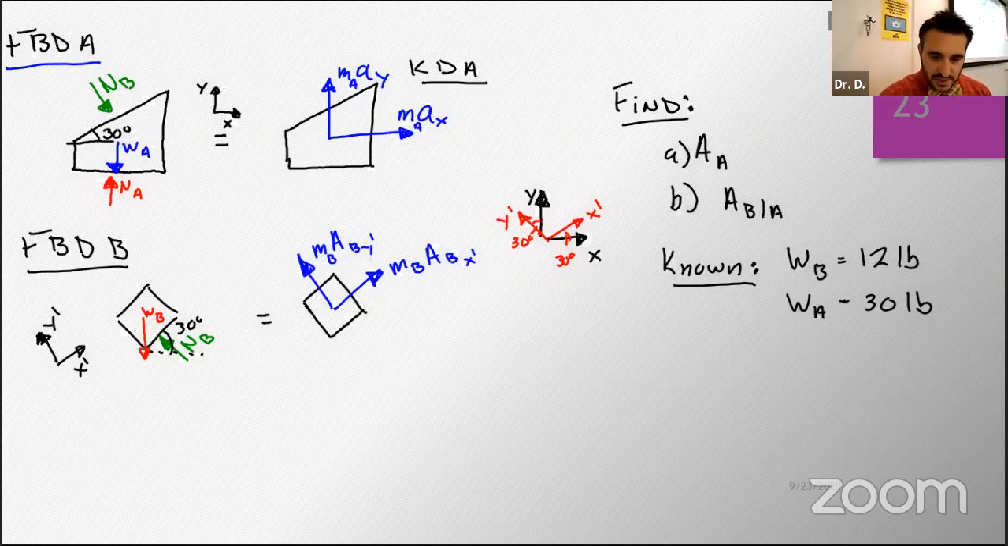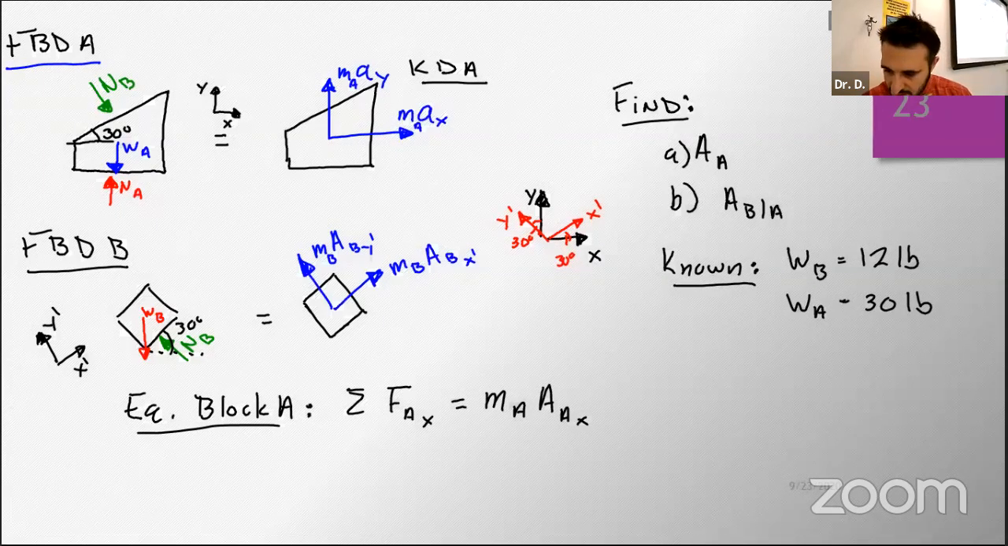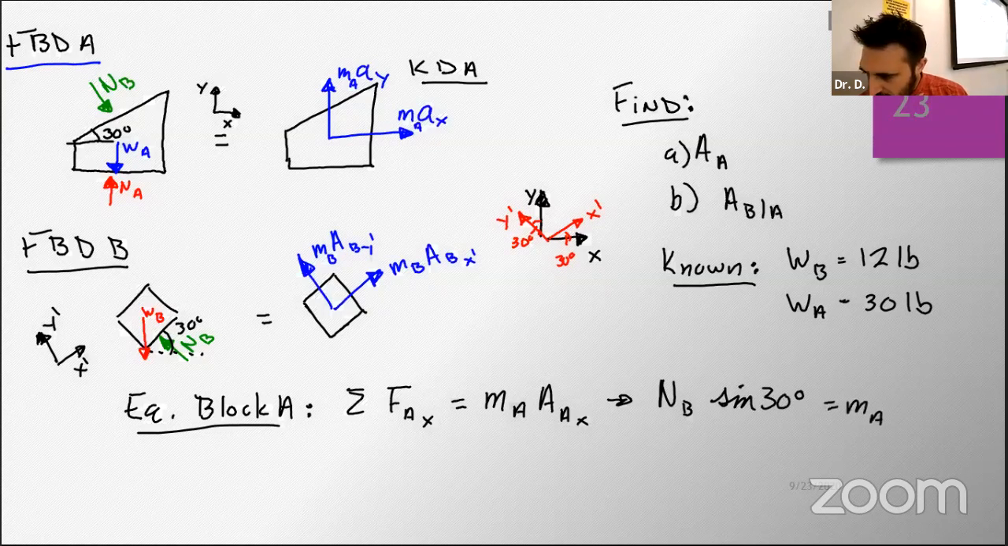Okay, so where do we go? Well, let's write some equations. Let's write the equations for block A. For block A, like I said, we're going to sum the forces for A in the X direction. That's going to be the mass of A times the acceleration of A in the X direction. So I'll plug in some things. What do I have in the X direction? Well, I'll have N sub B times the sine of 30 degrees equal to mass of A times a sub A in the X direction. I'm calling that equation 1. And right now, I don't know a sub A.